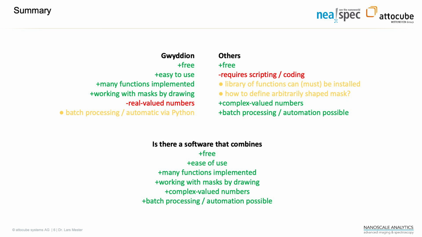And now, I think the conclusion of this comparison is I don't know of a software which can combine all the green points, but maybe there is one. If one of you knows a software that's as easy to use as Gwyddion, but also has complex valued numbers, then please share, and I can have a look. And then maybe the next tutorial is on a different software. No, but for the polaritons, I mean, it would be good to have such a software. I'm just not aware of any.